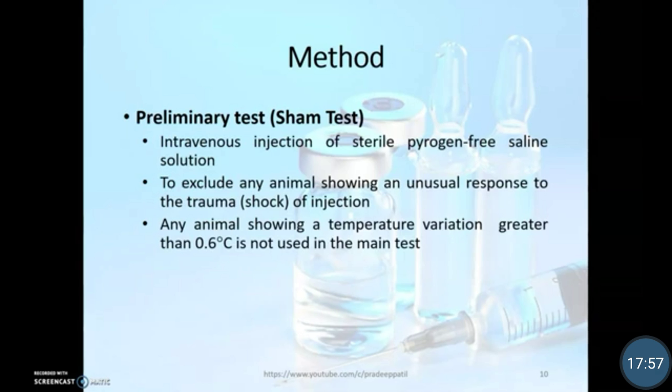In this preliminary test, the pyrogen free saline solution is injected to multiple rabbits and the responses are taken. If the rabbits are showing temperature differences of more than 0.6 degrees Celsius, then that particular rabbit is not used to do the main testing.